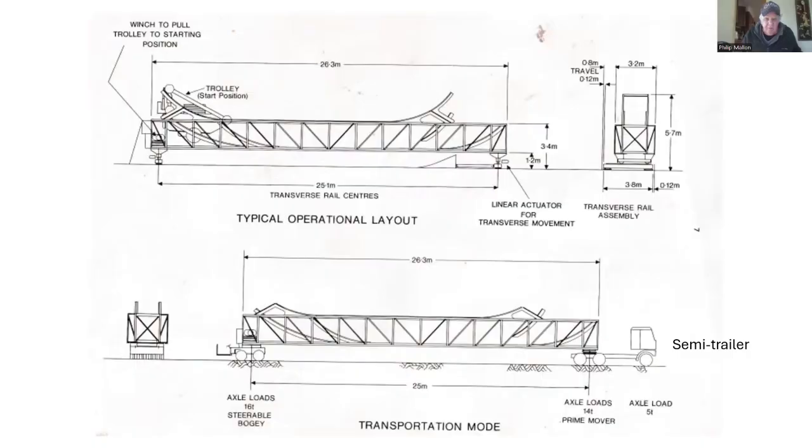So this is some of the drawings on what ALF looked like. And you can see that it could be transported anywhere, but you did need a semi-trailer. So it wasn't a small machine. It could be taken anywhere in Australia for testing different road authorities' designs of roads.